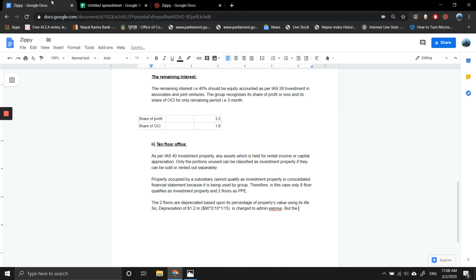But the remaining 8th floor with a value of 72 million, what is it? 72 million. How did we get it? It is 90 into 8 divided by 10, right? It's not depreciated.